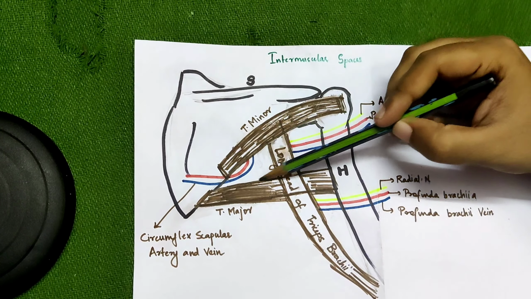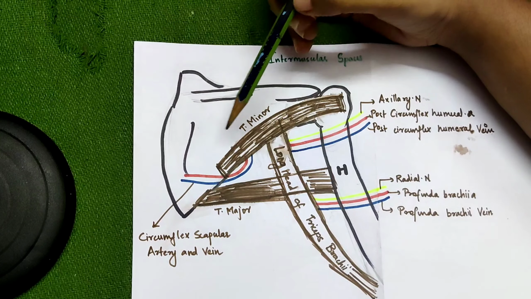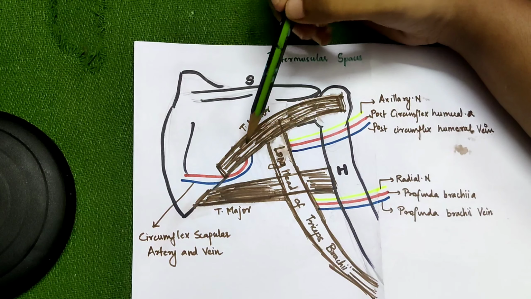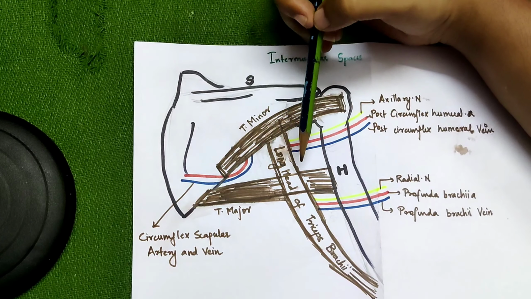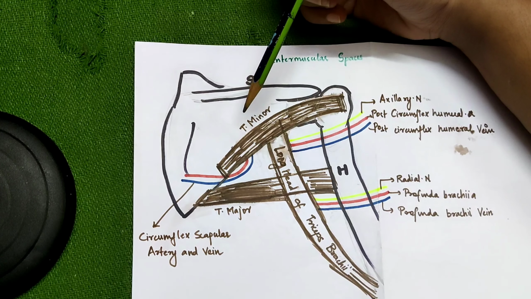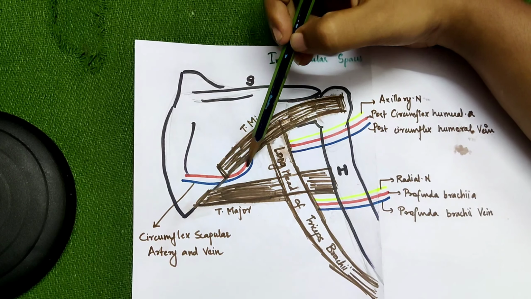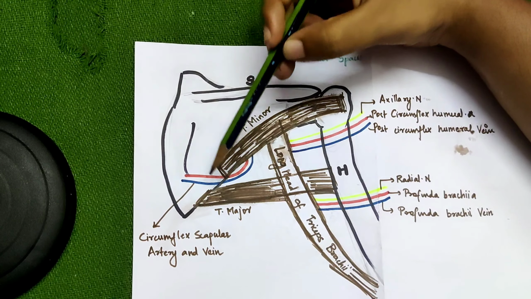Now in the upper triangular space, it doesn't contain any nerve. So there are only two vessels, that is an artery and a vein. So this winds around the scapula to take part in the anastomosis around the scapula. So these are called the circumflex vessels. So it is the circumflex scapular artery and vein.